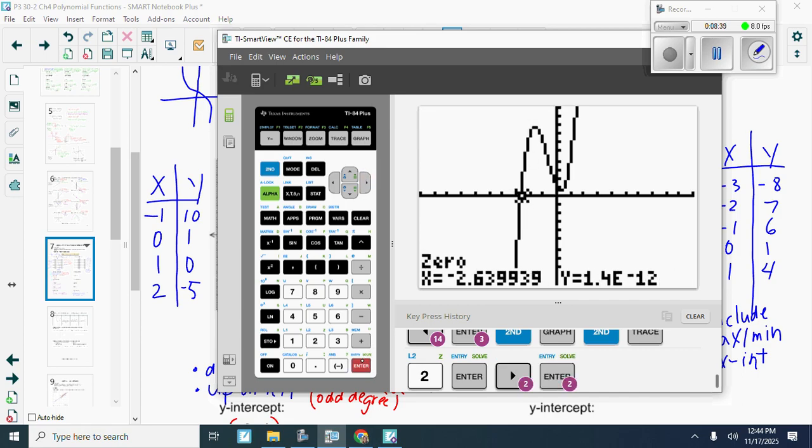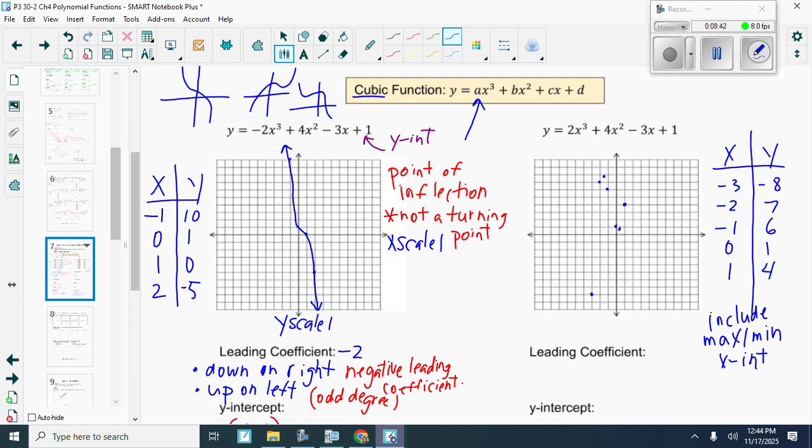Alright, there we go. Okay, our 0 is a negative 6.